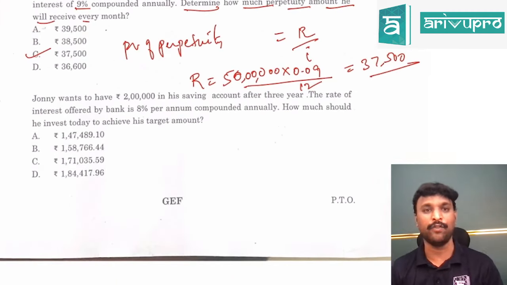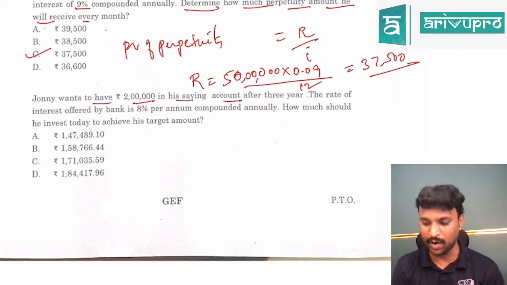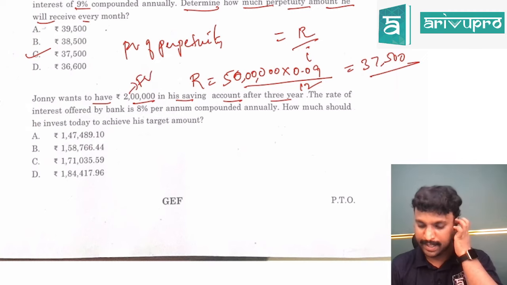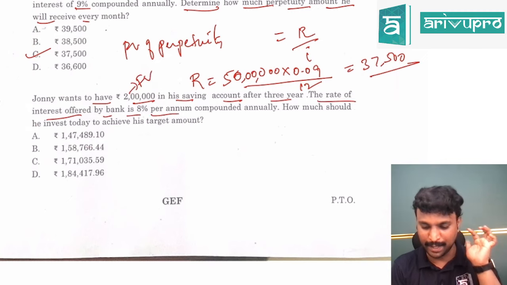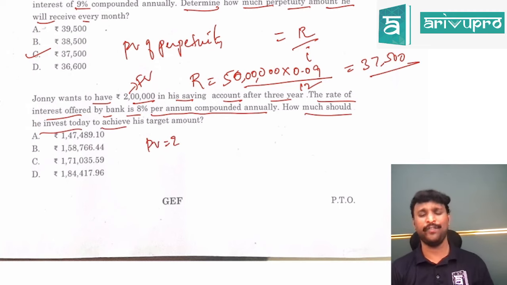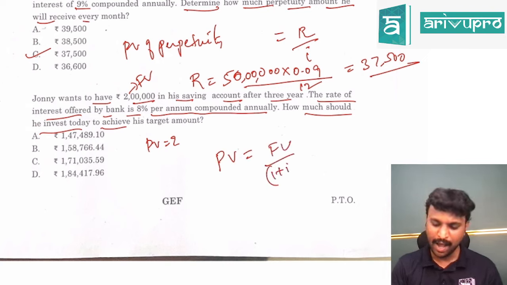Guys, look at 64th question. Johnny wants to have 2 lakh in his saving account after 3 years. So 2 lakh is definitely future value. Correct? Right. The rate of interest offered by a bank is 8% per annum compounded annually. How much should he invest today? That means you have to find the present value. What is the relationship between future value and present value? PV is FV divided by (1 plus I) whole power n.